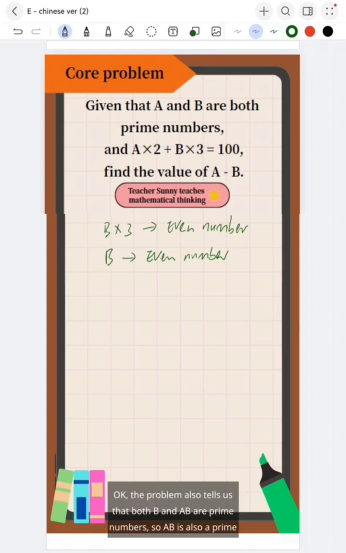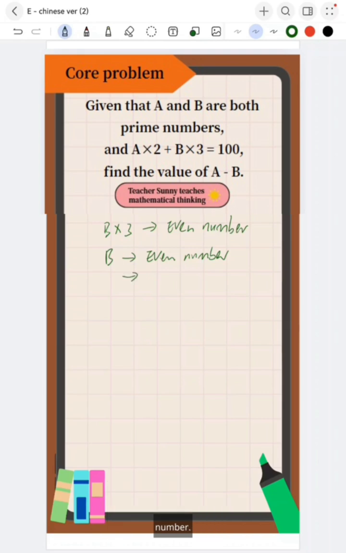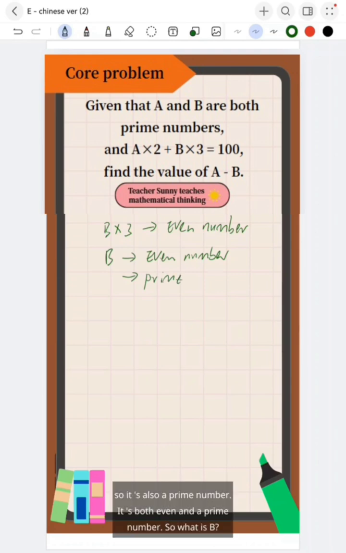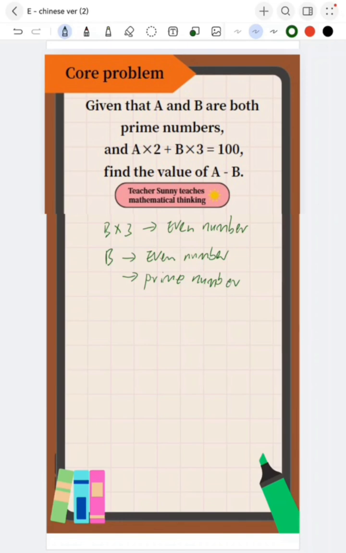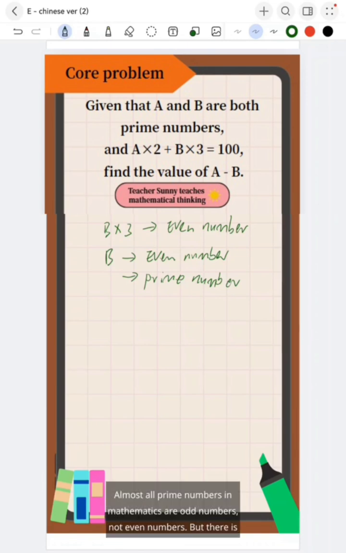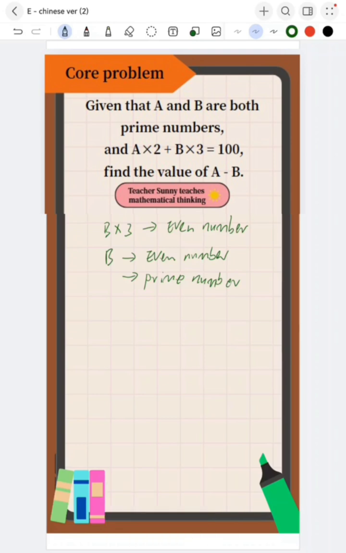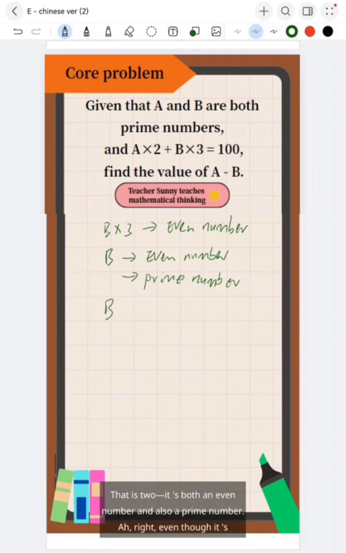Okay, the problem also tells us that both a and b are prime numbers, so b is also a prime number. It's both even and a prime number. So what is b? Almost all prime numbers in mathematics are odd numbers, not even numbers. But there is one exception. That is 2. It's both an even number and also a prime number. Even though it's even, it's still a prime number. So we've solved it.